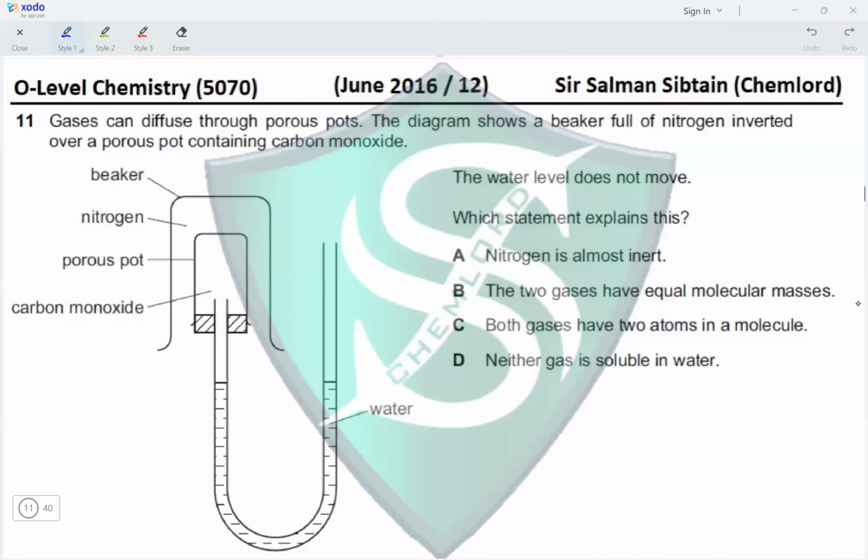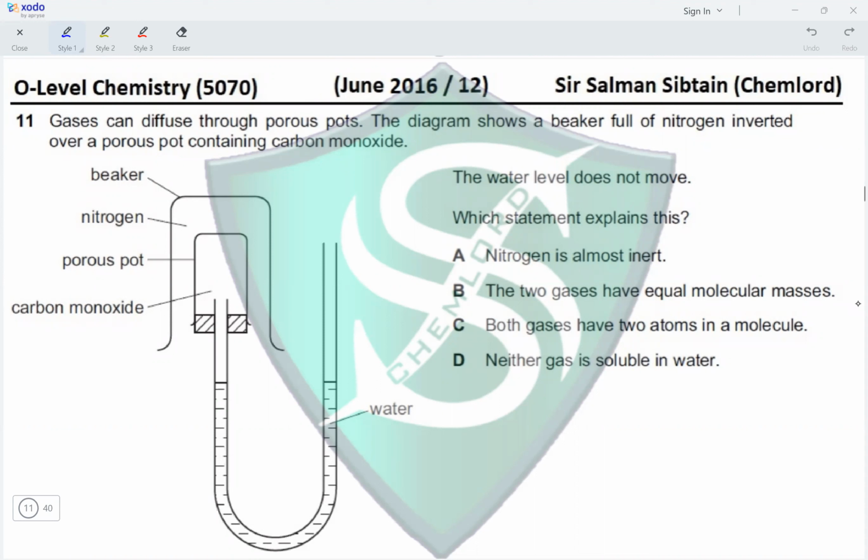Hi guys, this is O-Level Chemistry, paper 12, June 2016, question 11. Gases can diffuse through porous pots. The diagram shows a beaker full of nitrogen inverted over a porous pot containing carbon monoxide. Okay, let's understand this diagram. We have got a pot, we've got carbon monoxide in the pot, then we've got nitrogen in the beaker.